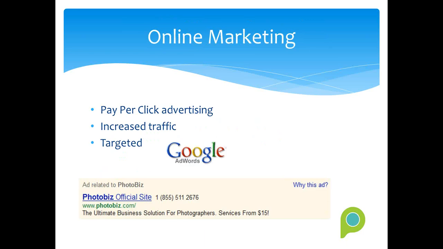Online marketing. Now, as I mentioned briefly earlier, organic search results are the results that show up right below the Google ad. Anyone who's used Google has probably seen this kind of a peach background with a URL with this, why this ad and ads related to PhotoBiz. As you can tell, I pulled this up by searching PhotoBiz.com. This is one of our Google AdWords campaigns.